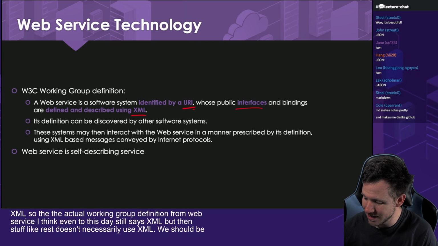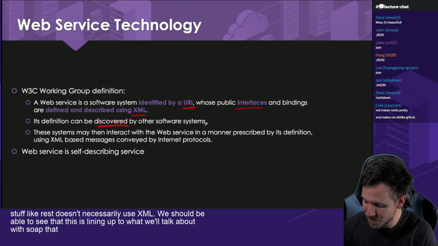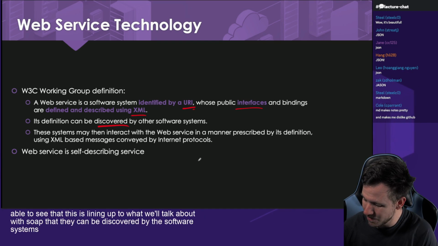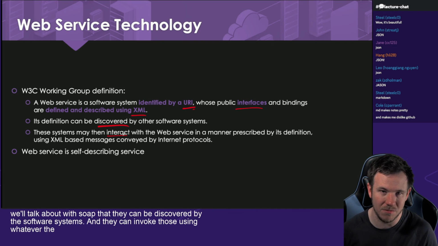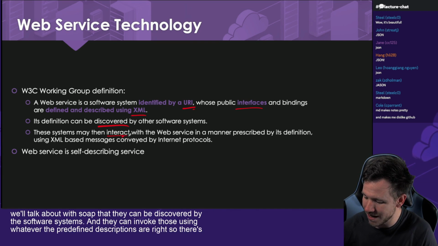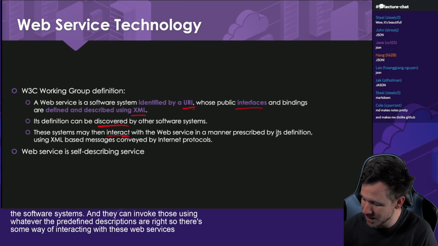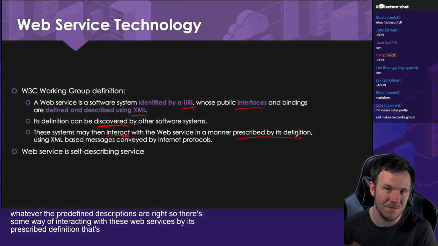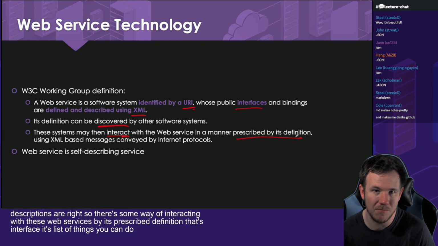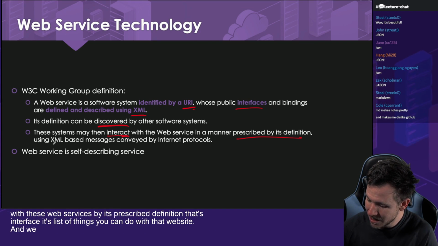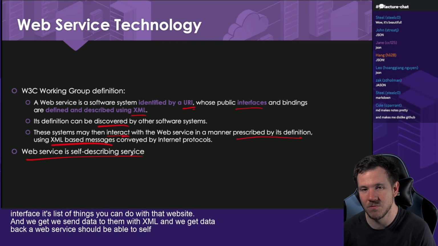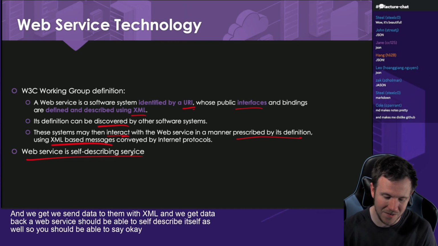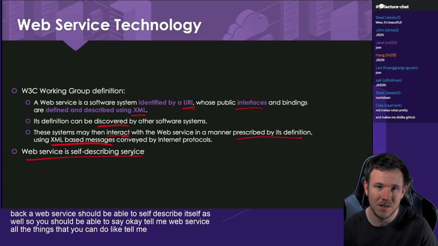We should be able to see that this is lining up to what we're talking about with SOAP, that they can be discovered by other software systems. And then you can invoke those using whatever the predefined descriptions are, right? So there's some way of interacting with these web services by its prescribed definition. That's its interface, its list of things that you can do with that web service. And we send data to them with XML, and we get data back. A web service should be able to self-describe itself as well. So you should be able to say, okay, tell me web service all the things that you can do. Like, tell me the list of functions that you've got.